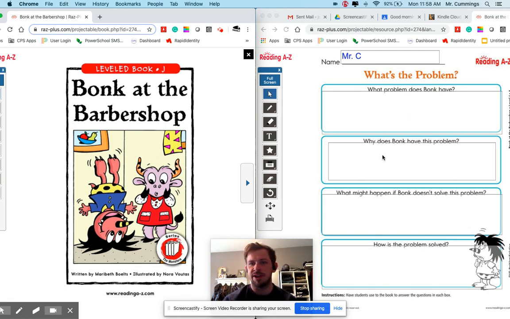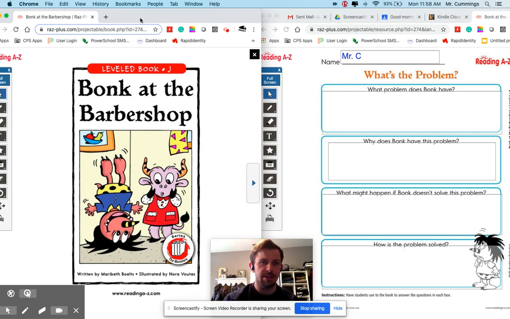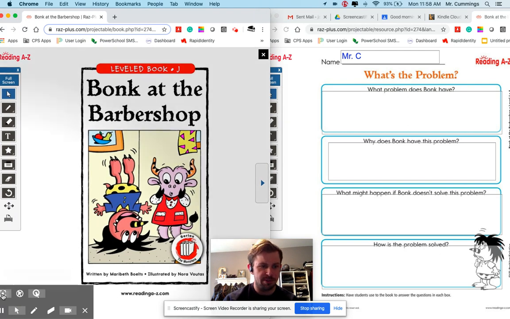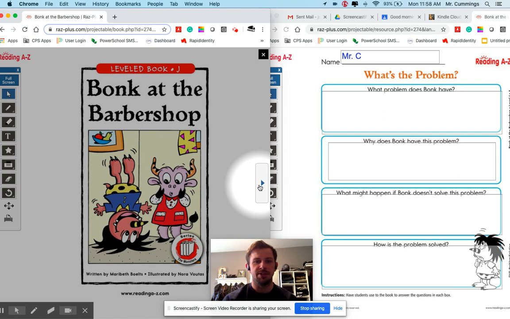What problem does Bonk have? Why does Bonk have this problem? What might happen if Bonk doesn't solve this problem? And then how is this problem solved? So we're going to start over here. Hang on, give me 1 second. I want to be able to read a little. All right, so now we got our mouse going.